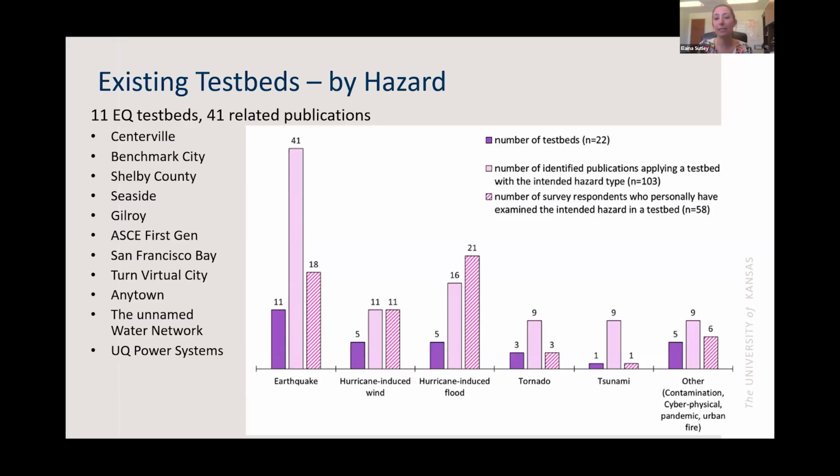But what's interesting is that wildfire didn't even make our list. You can see listed under other, there's one for urban fire, but just to say that it was very limited at that point, and no mentions of extreme heat or other chronic hazards that we're increasingly seeing being looked at just these couple of years later.